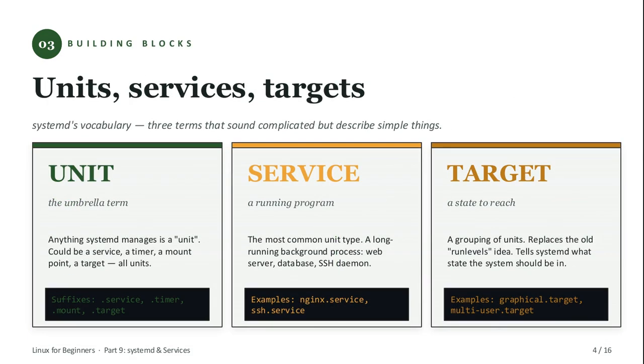To talk about systemd, we need 3 words. A unit is the umbrella term. Anything systemd manages is a unit, whether it's a background process, a timer, or a mount point. A service is the most common kind of unit, a long-running program like nginx or sshd. And a target is just a grouping of units that describes a state the system should be in. graphical.target if you want a desktop, multi-user.target if you just want a console. Unit, service, target. That's the vocabulary.